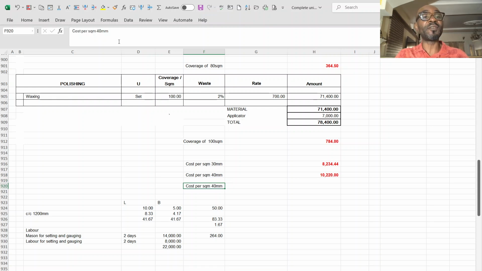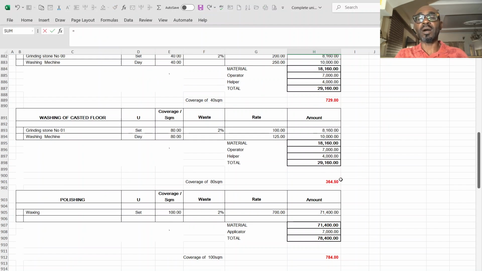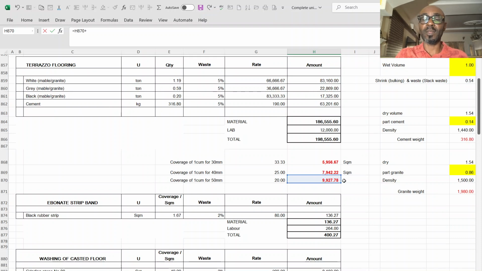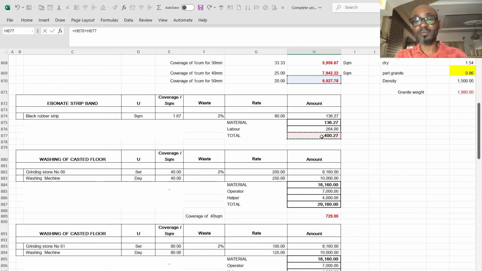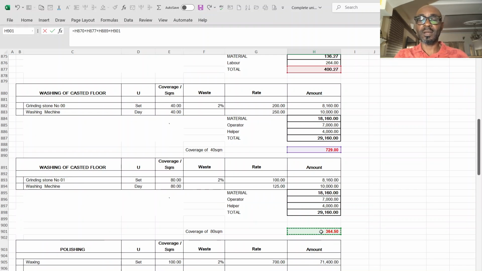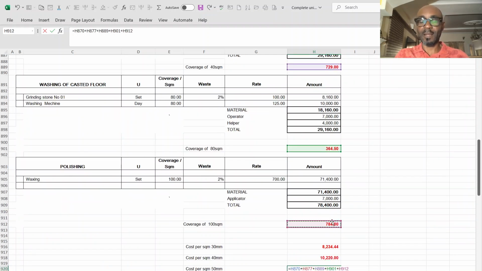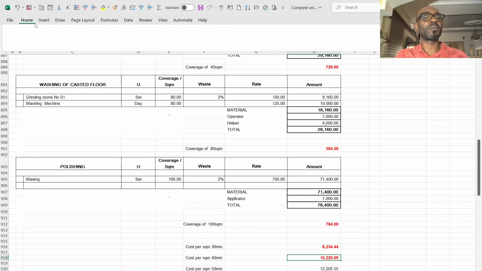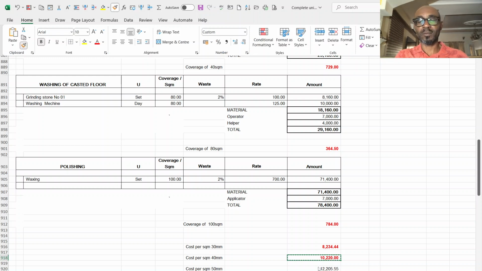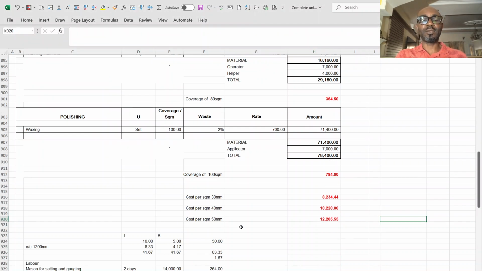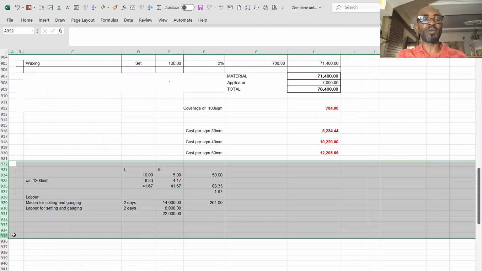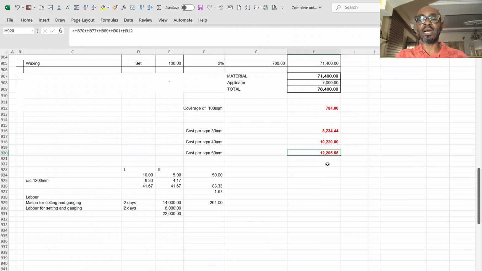So what I needed now to add to make up my 50 mm now is just, I'll just go back. I take this, I take this, I take this, I take this, I take this. So you can see I have quickly derived the cost per square meter for a 50 mm thick.